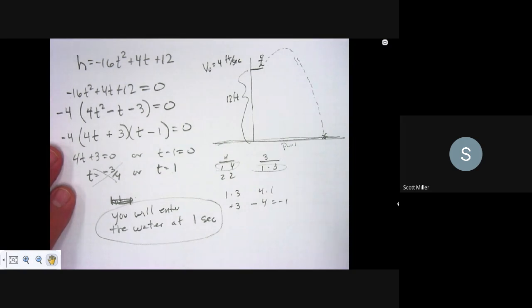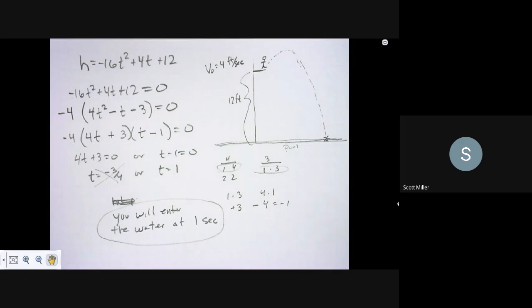This is an initial velocity problem. And so therefore, make sure you practice this one. It is a potential test question. We'll do more questions together in class.